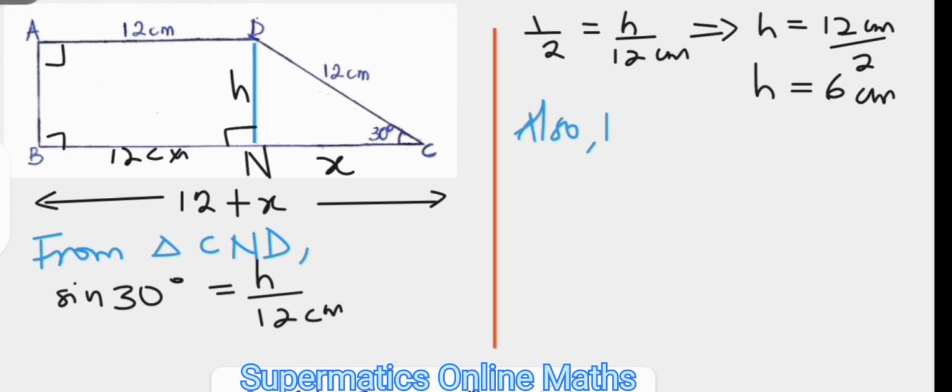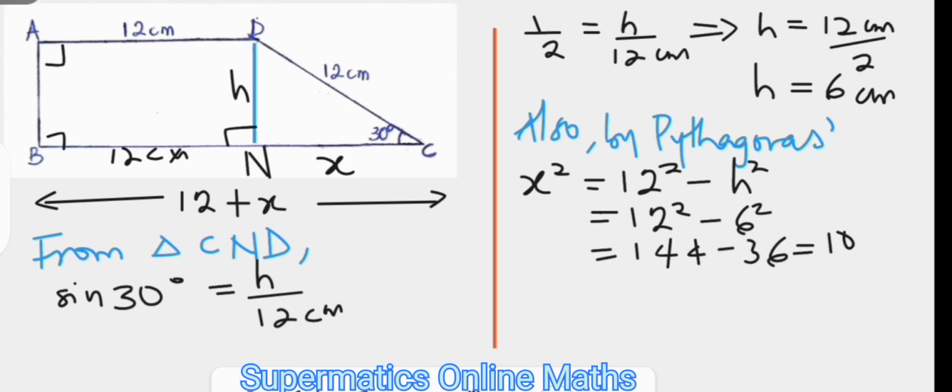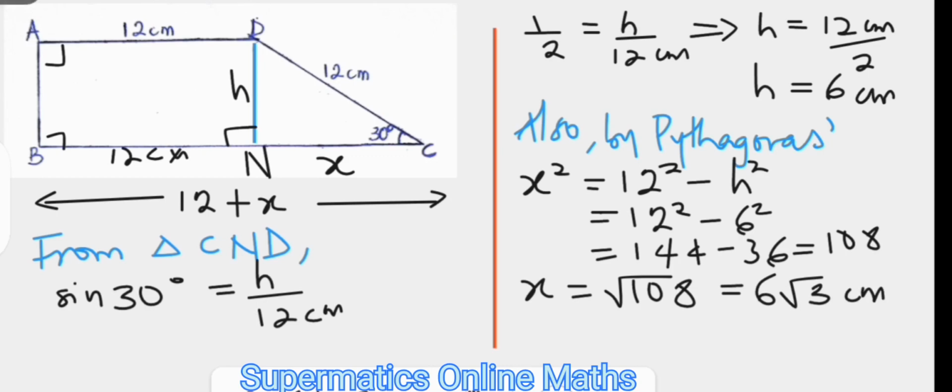Now from the same triangle, using Pythagoras theorem, we have that X squared is going to be 12 squared minus H squared. That is 12 squared minus 6 squared, which is 144 minus 36, 108. X is then going to be square root of 108, which is 6 root 3 centimeters. That means line BC is going to be 12 plus 6 root 3 centimeters.